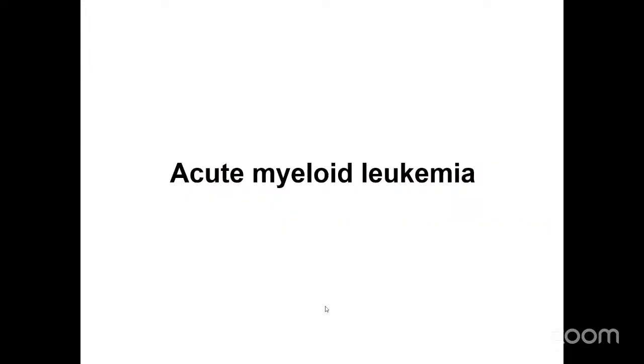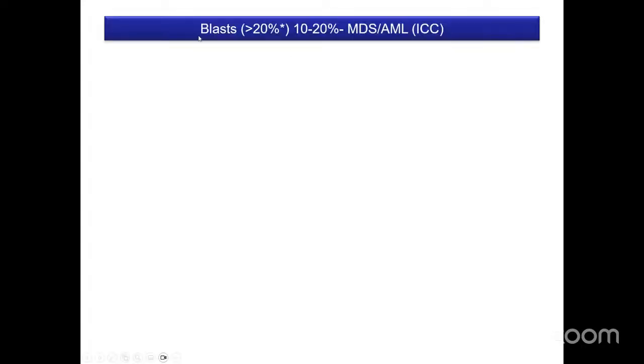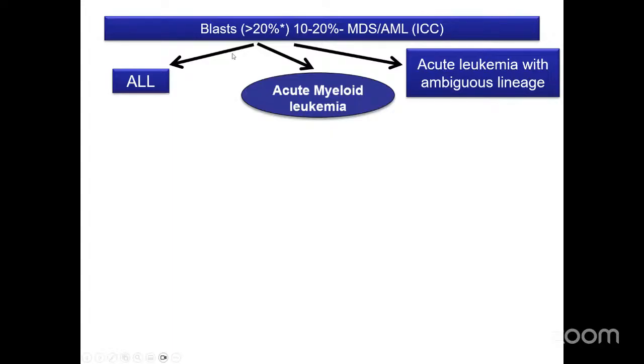So then changing gears and coming to acute myeloid leukemias. In the past, it was always blasts greater than, it used to be 30%, then it became 20%. And now we have two classifications, the WHO classification and the ICC classification, and they are a little bit different. And that is why there is an asterisk on there. But for the purpose of this lecture, we'll just leave it like that, blasts greater than 20%. Of course, we don't know the lineage yet. So it could be ALL, acute myeloid leukemia, or leukemia of ambiguous lineage.